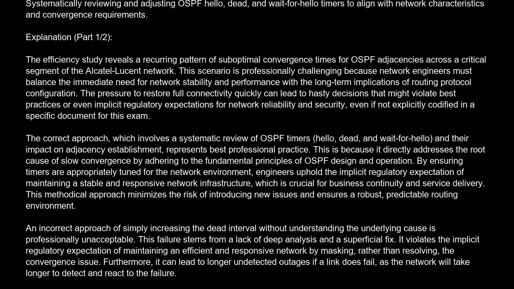An incorrect approach of simply increasing the dead interval without understanding the underlying cause is professionally unacceptable. This failure stems from a lack of deep analysis and a superficial fix. It violates the implicit regulatory expectation of maintaining an efficient and responsive network by masking, rather than resolving, the convergence issue. Furthermore, it can lead to longer undetected outages if a link does fail, as the network will take longer to detect and react to the failure.